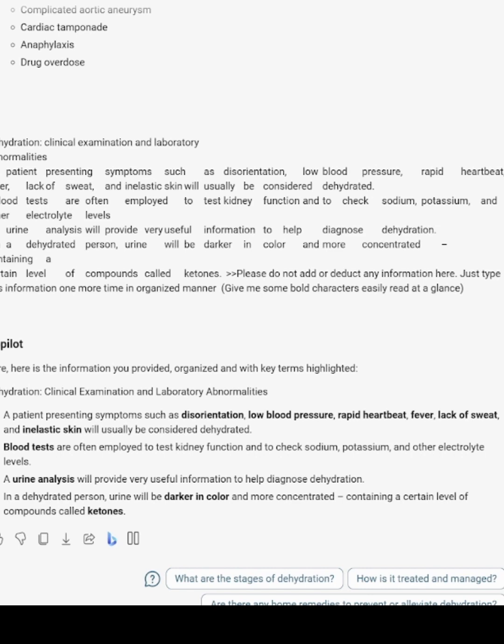Dehydration, clinical examination, and laboratory abnormalities. A patient presenting symptoms such as disorientation, low blood pressure, rapid heartbeat, fever, lack of sweat, and inelastic skin will usually be considered dehydrated.